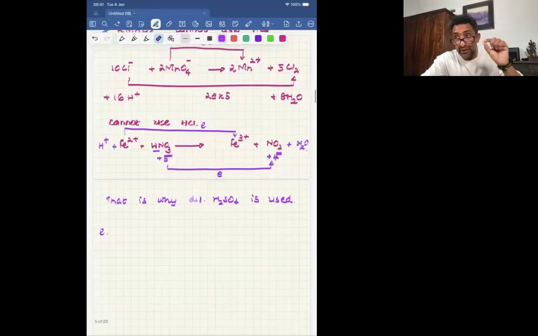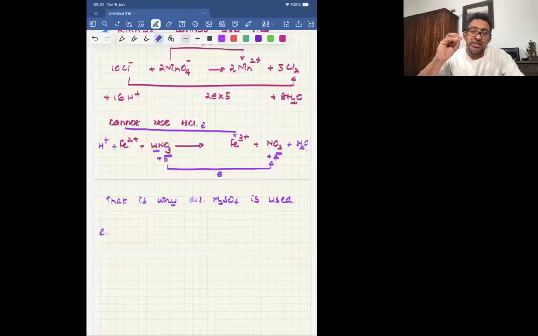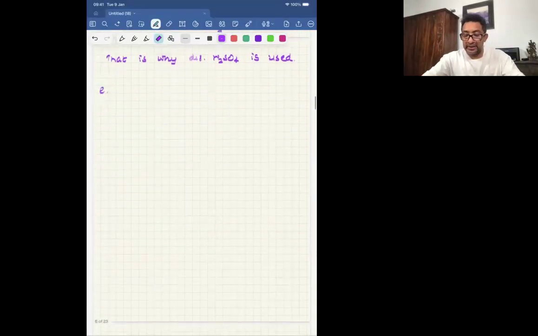So always remember, if you want, you can write it down as well. If you use concentrated HCl, chloride will also react with potassium permanganate, so then the titration is not accurate. If you use nitric acid, ferrous will turn into ferric, and you will not be able to do a titration at all. So that's why. Let us look at the next question, part D.